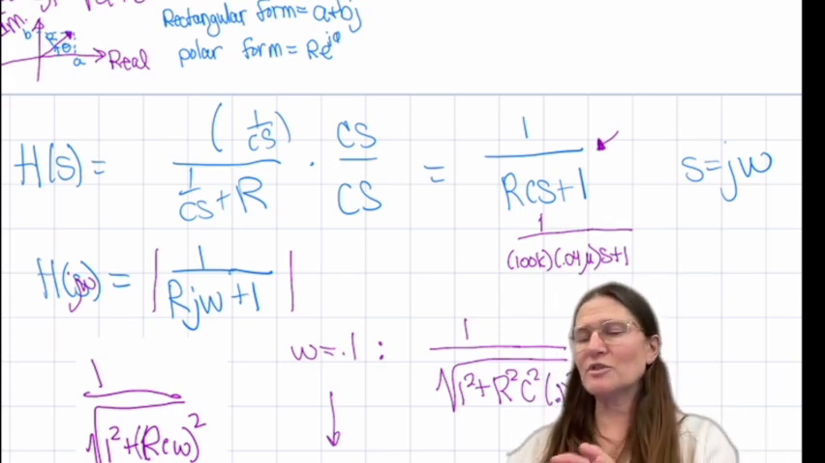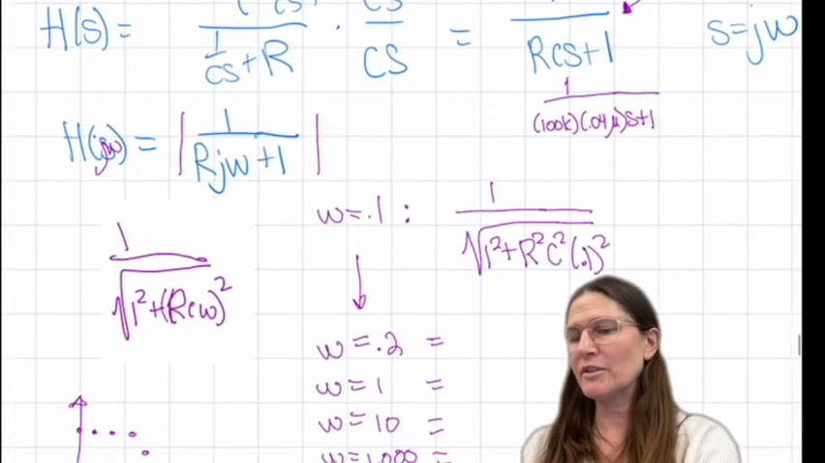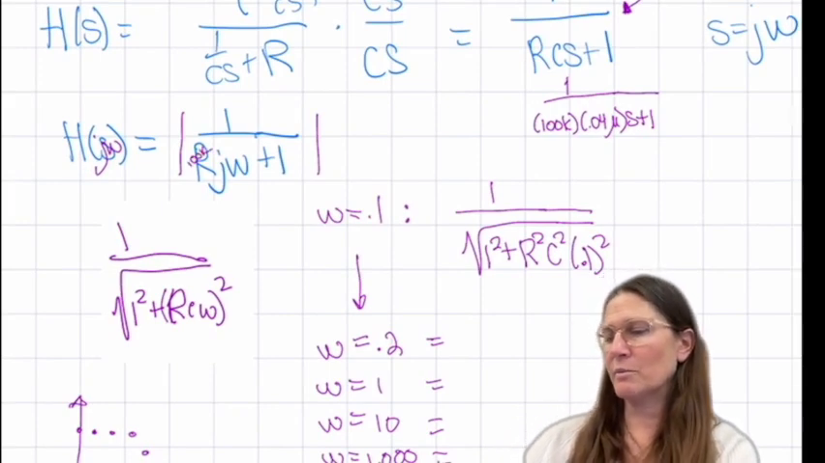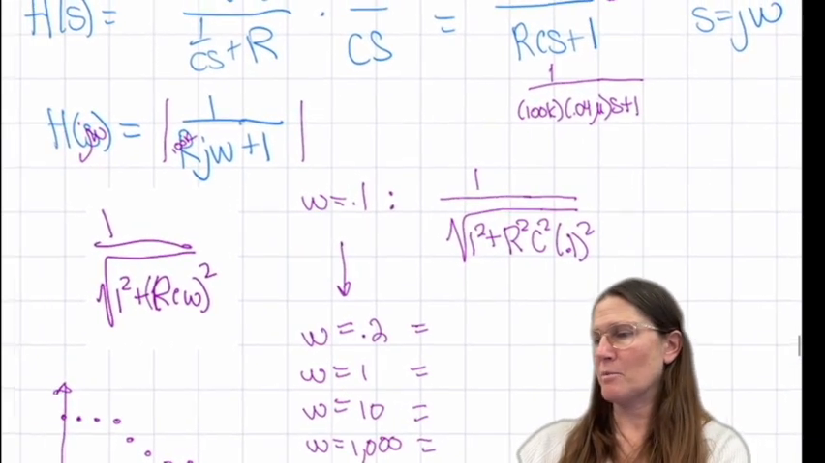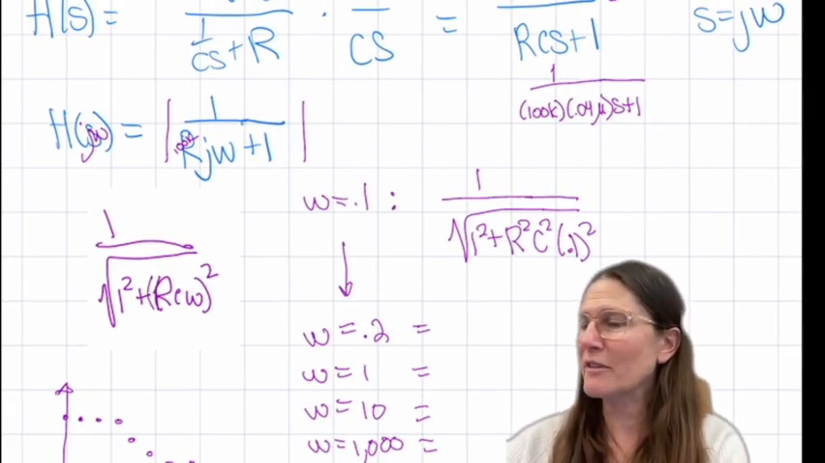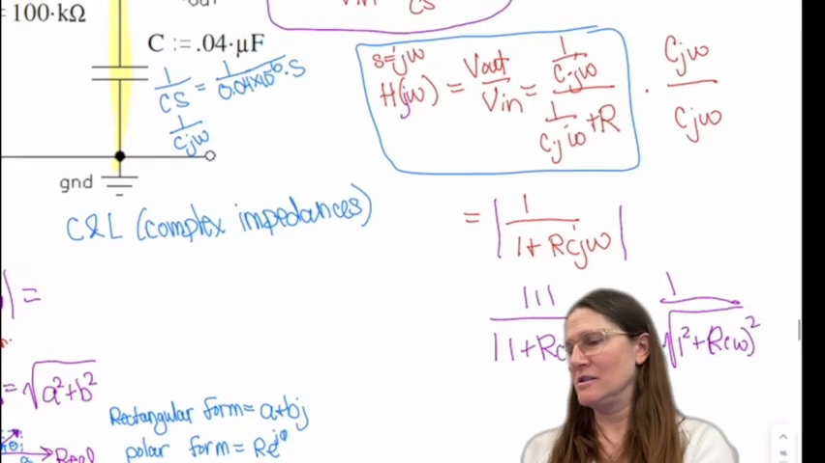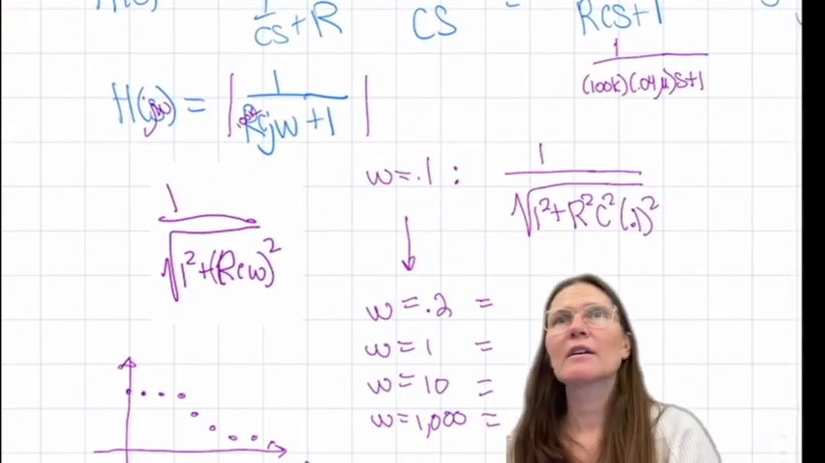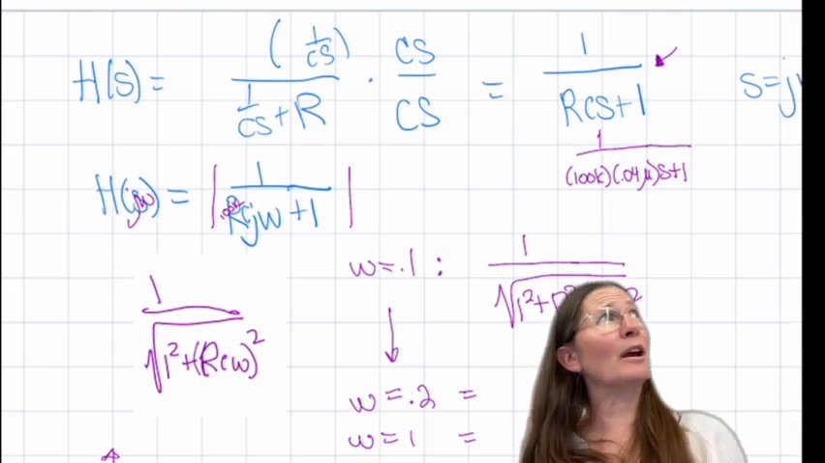And then I was just leaving it in symbolic form here. But this is really 100K. Oh, it's missing a C. Where'd my C go? So this should have a C in there too. RCj omega. Yeah, that was missing a C in there. Might be why you were confused.